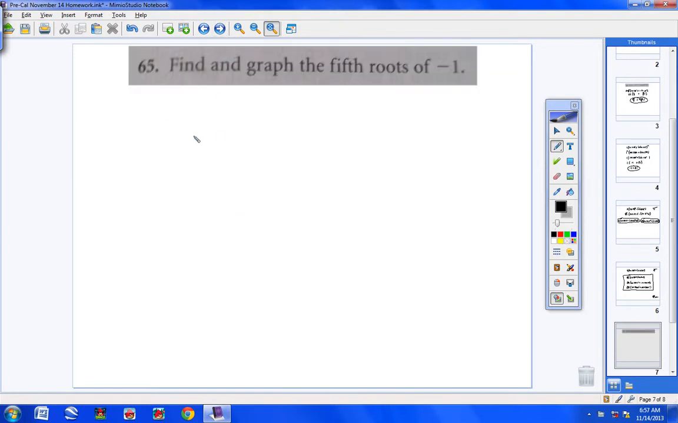Okay, number 65 says find and graph the fifth roots of -1. Now, I'm not really seeing it necessary to graph these. It's going to take a lot of time. We've graphed a lot of these already, so I'm not worried about that. But we're going to find the fifth root of -1. Now, we understand -1 is a complex number, so it's -1 plus 0i.